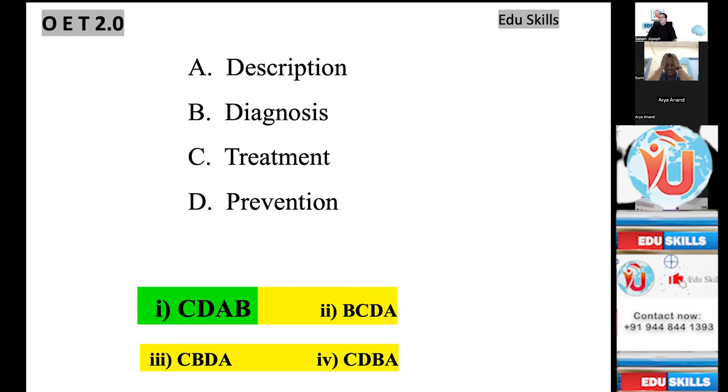CDAB. You are right. Now you have to do this. Try to do this with your initial practice. When I'm asking you, if you're a beginner, definitely do all these steps. Write down in zigzag.